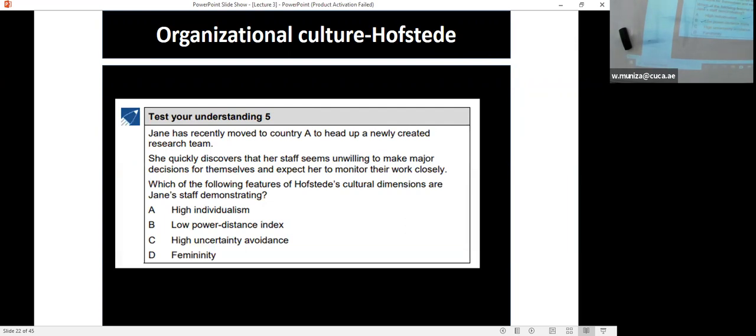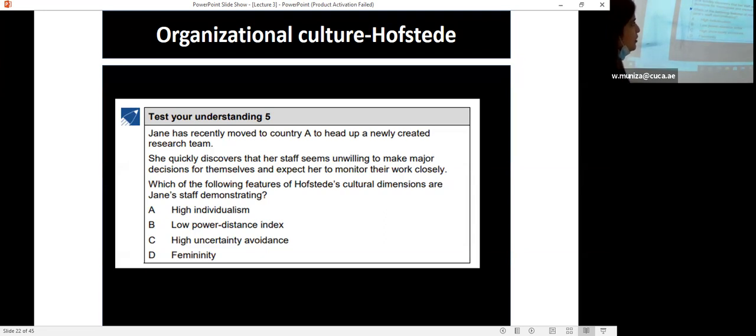Now understanding number five, students, the requirement of the question is, which of the following features of the host state's culture dimensions is Jane's staff demonstrating? Which of the characteristics are followed by Jane's staff? Jane has recently moved to country A to head up a newly created research team. So there is a newly created research team.